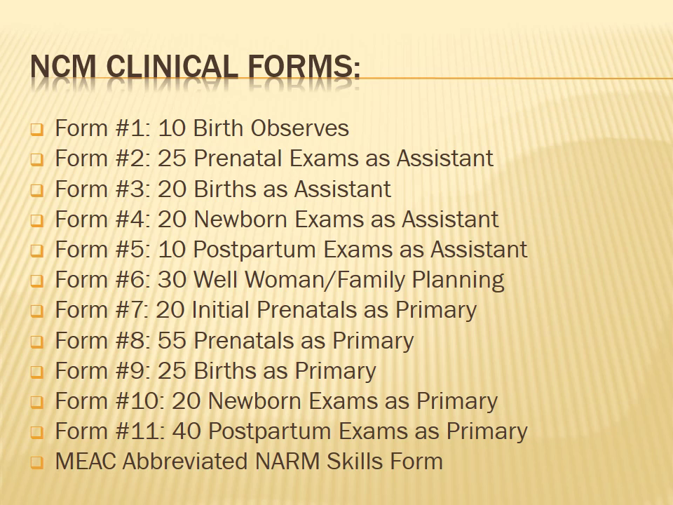Form number 6 is 30 well woman or family planning visits. Form number 7 is 20 initial prenatals as primary. Form number 8 is 55 prenatals as primary. Form number 9 is 25 births as primary. Number 10 is 20 newborn exams as primary. And form number 11 is 40 postpartum exams as primary. You also need to complete the 4-page MEEC abbreviated NARM skills form.